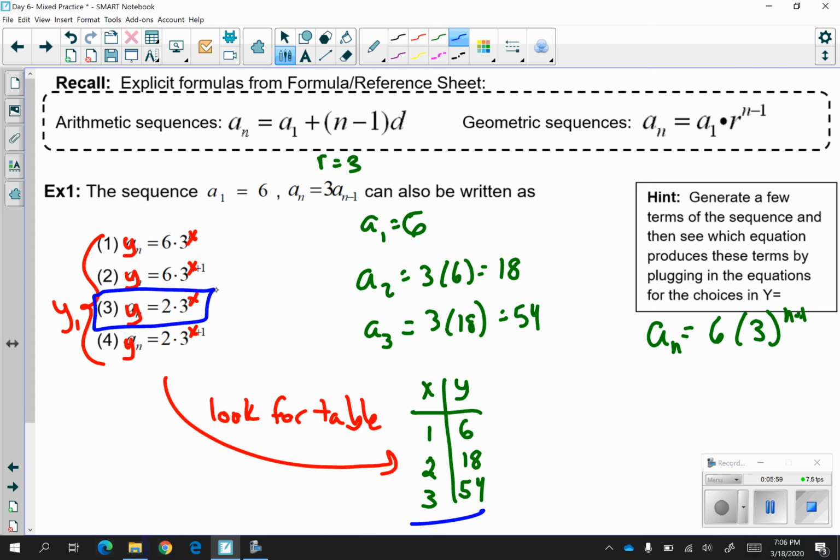Let's try the next one. Read the question and see if you can figure out what's the key word.